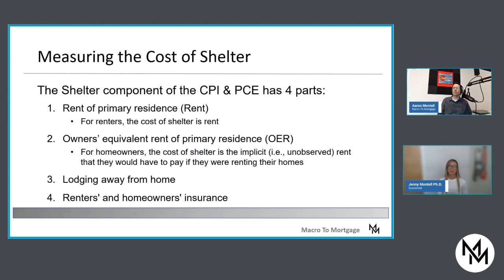And we should also point out that we're not trying to measure the value of the house, because that is a capital good. It's not a consumption good. So that's why we don't just use home prices or something like that. Right.